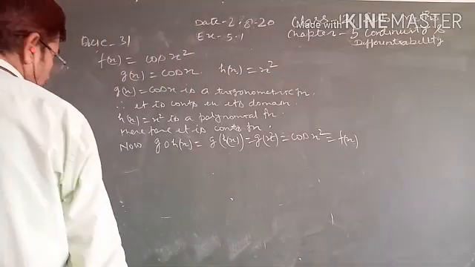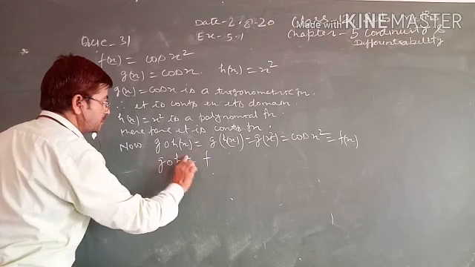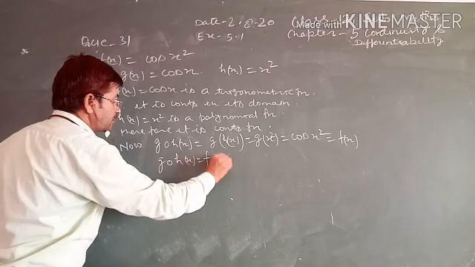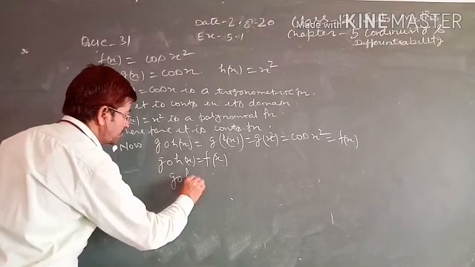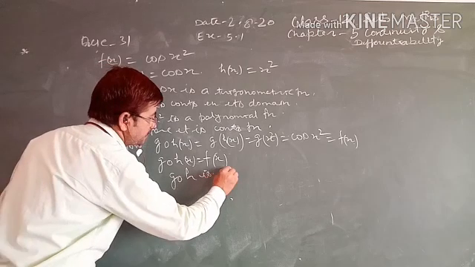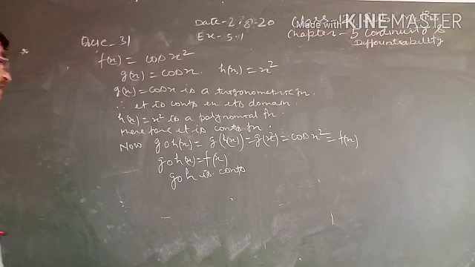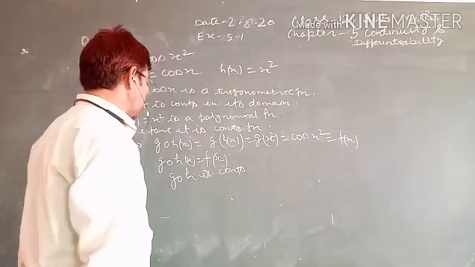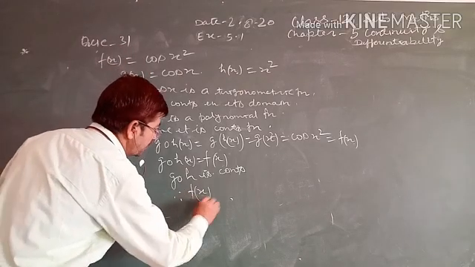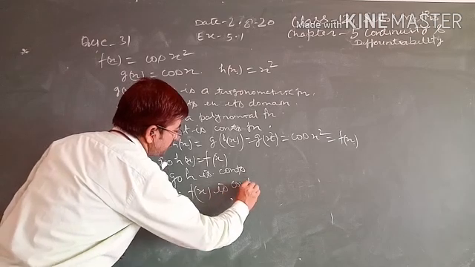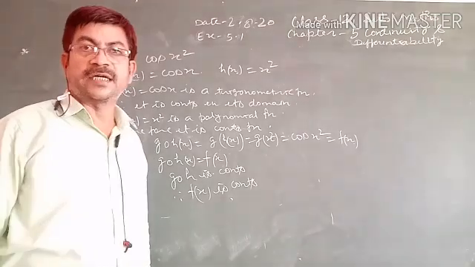Students, g circle h equal to g(h(x)) is equal to f(x). g circle h is continuous because its two component functions g and h are continuous, and it is equal to f(x). Therefore, f(x) is continuous. f(x) means cos x square is continuous.